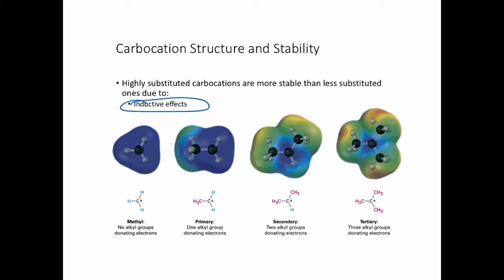What does that mean? That means that these alkyl groups attached to the carbocation carbon are inductively sending electron density to that electron deficient carbon. So inductive effects occur through sigma bonds, so it's a shifting of electron density through sigma bonds. And you can see from these electrostatic potential maps that the blue color is not as large as we increase in stability, and the blue relates to positive charge.